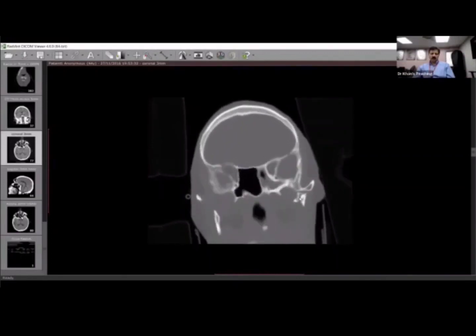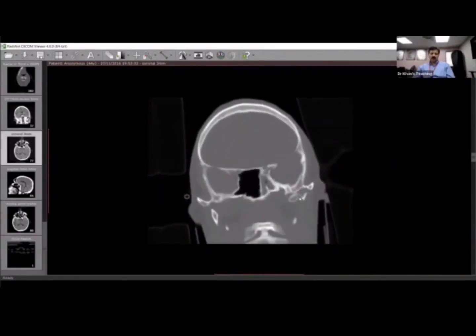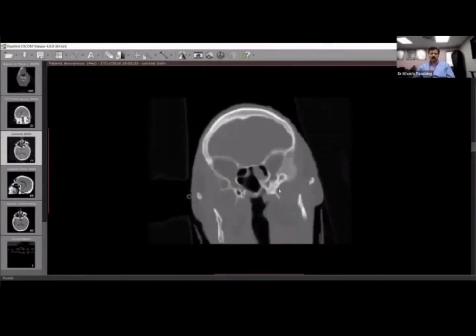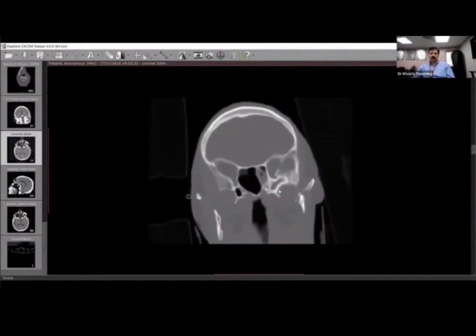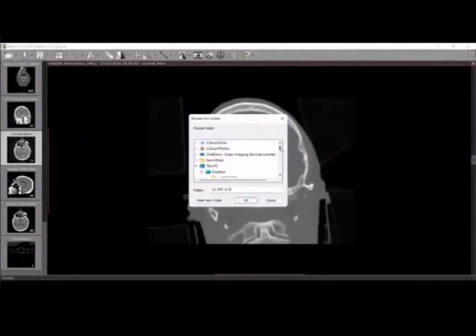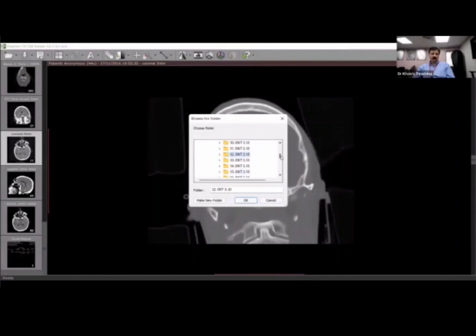Now, as far as the sphenoid sinus is concerned, there is a bit of what we call chronic sphenoid sinusitis, where there is thickening of the wall. So that's an incidental finding. But the key thing is this, right? This was a case of mandibular condyle fracture.